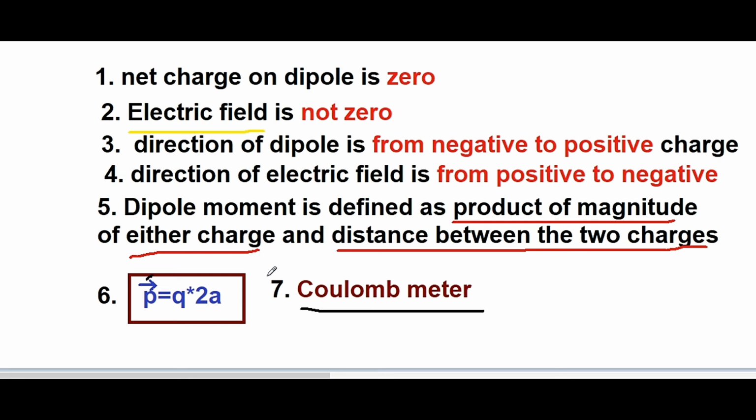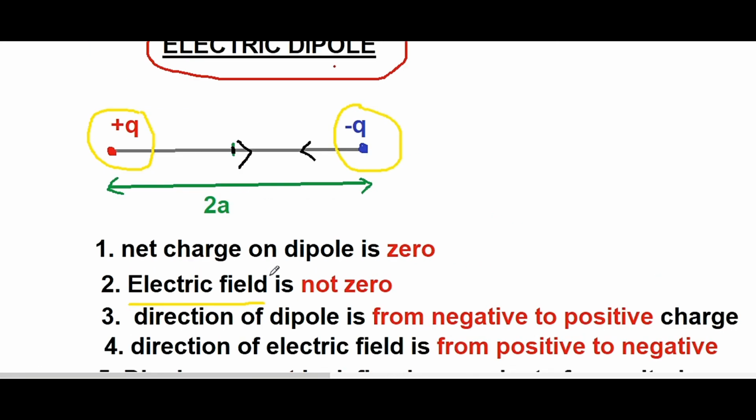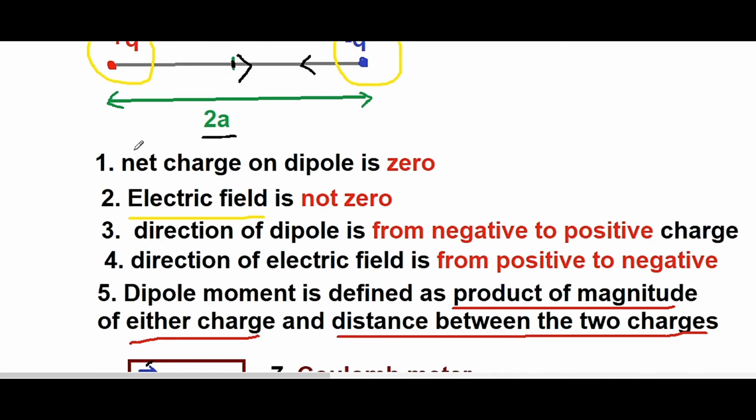I hope all these points are now clear. Once again we will revise. Electric dipole is a system, an arrangement, where two charges are sitting at a distance of 2a and those two charges have opposite polarity. Net charge on the dipole is 0 while the electric field is not 0. So we are going to find the electric field of the electric dipole. Then the direction of dipole is from negative to positive charge. The direction of electric field is from positive to negative.